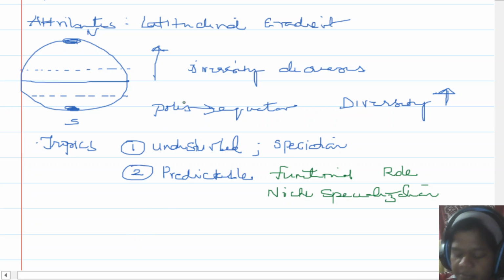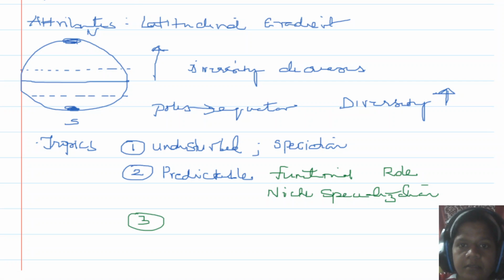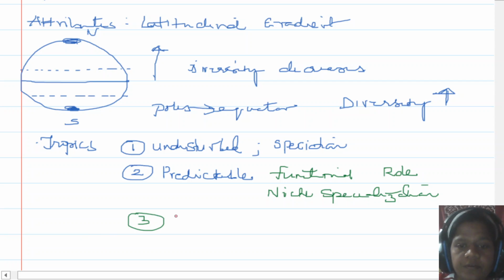And the third one, I need to change the pen. And the third one is abundance of resources. There is an abundance of resources.